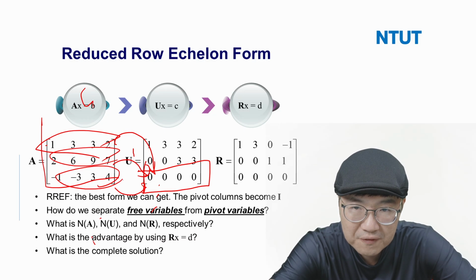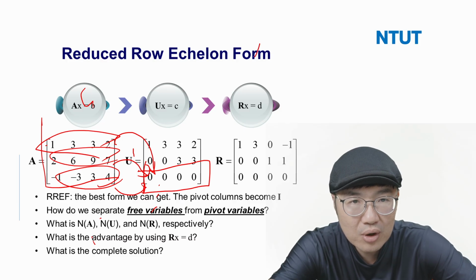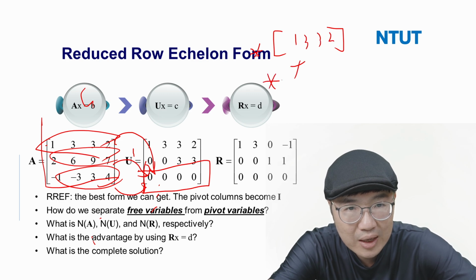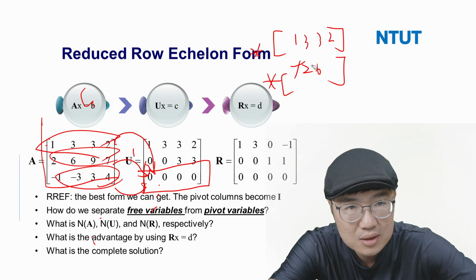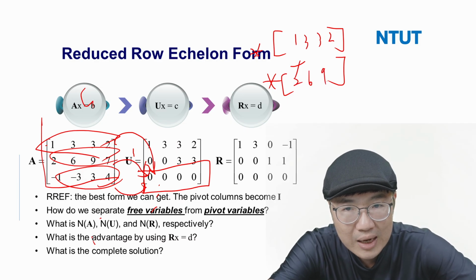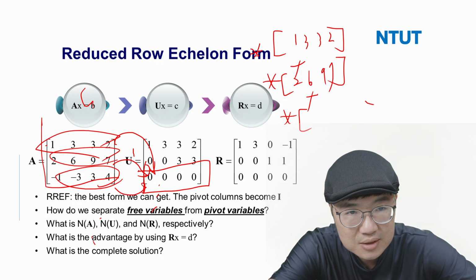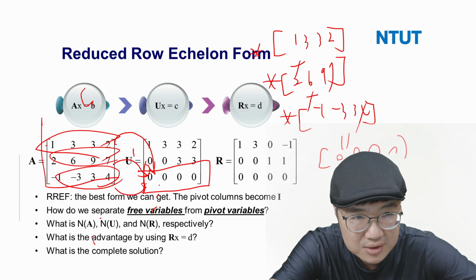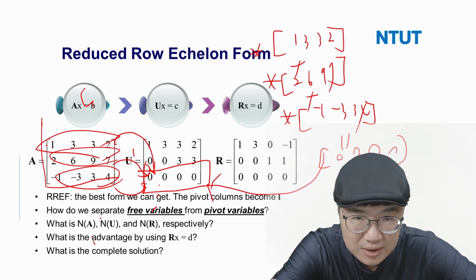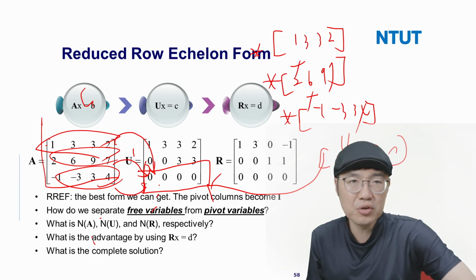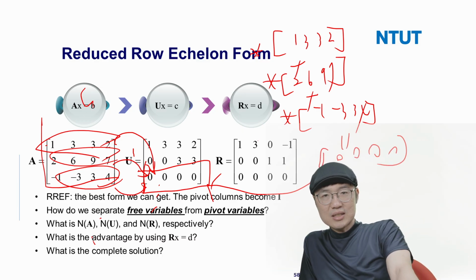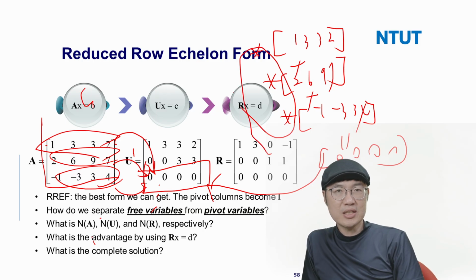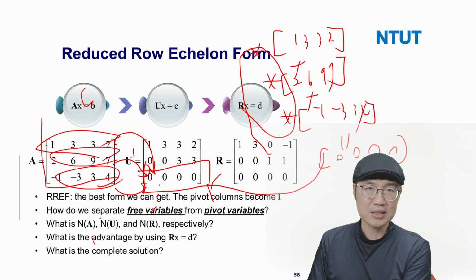Is there a coefficient that shows the process: this one times 1, 3, 3, 2, plus another 1 times 2, 6, 9, 7, plus something else times minus 1, minus 3, 3, 4 equals 0, 0, 0, 0, which is here. It appears in the last row of U, but what are the coefficients that make such a linear combination? Where can we find such coefficients?